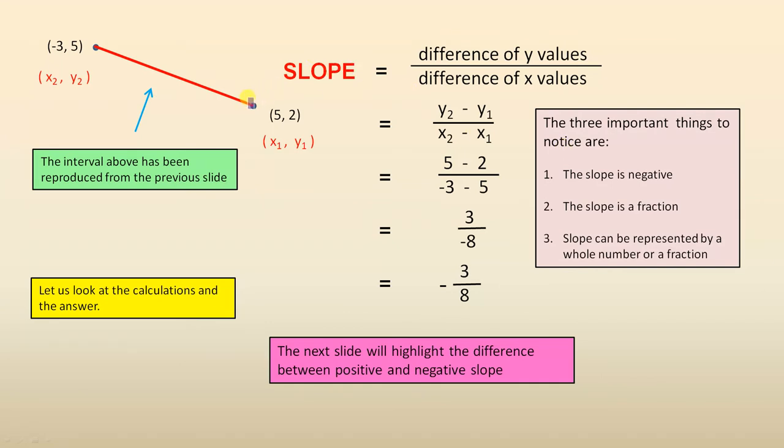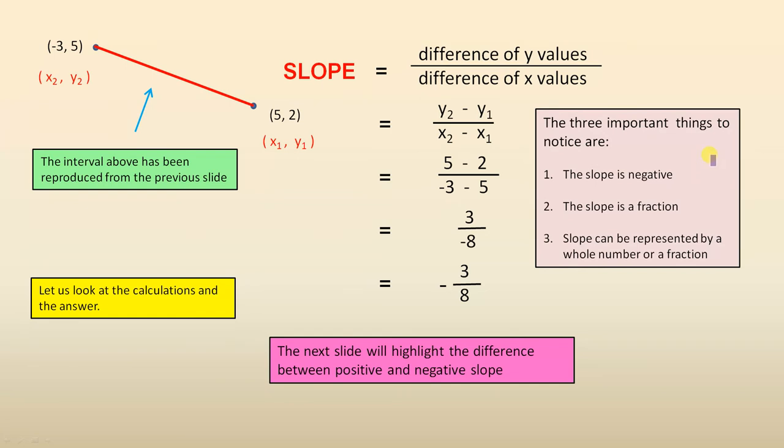So here is the interval. It's been reproduced from the previous slide. So let us look at the calculations and the answer. So here we have x1, y1, and here x2, y2. If we remember, the slope equals the difference of the y values over the difference of the x values. y2 minus y1 is 5 minus 2, which is there. x2 minus x1 is minus 3 minus 5. So 5 minus 2 is 3, minus 3 minus 5 is minus 8. So the slope is minus 3 over 8.